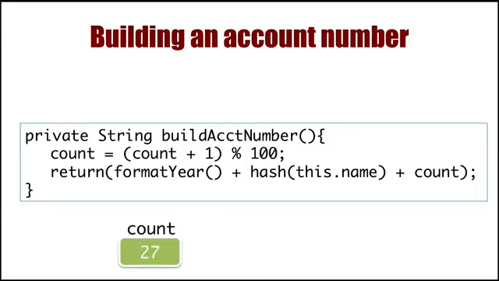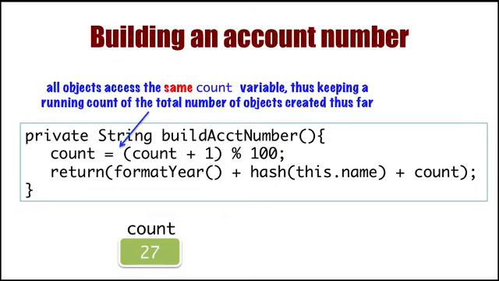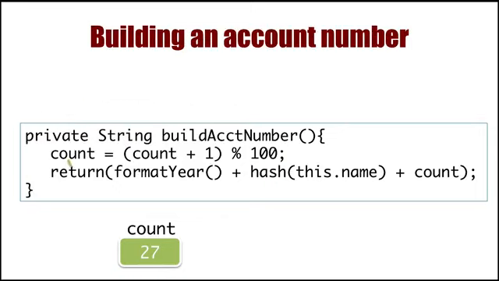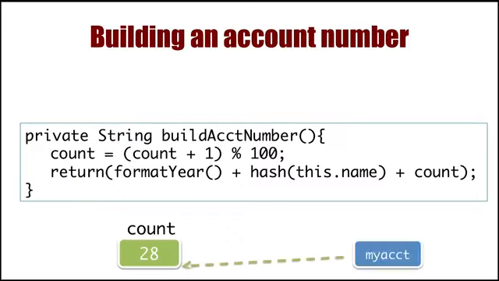An object of the class can reference this private static field directly, but they will be referencing the same field that all the other objects of the class are using. Each object accesses and updates the same count.